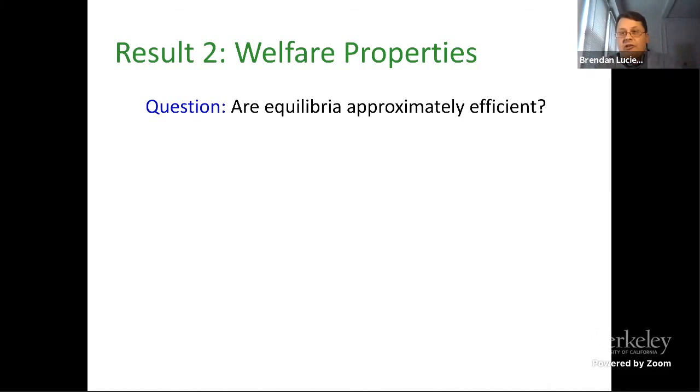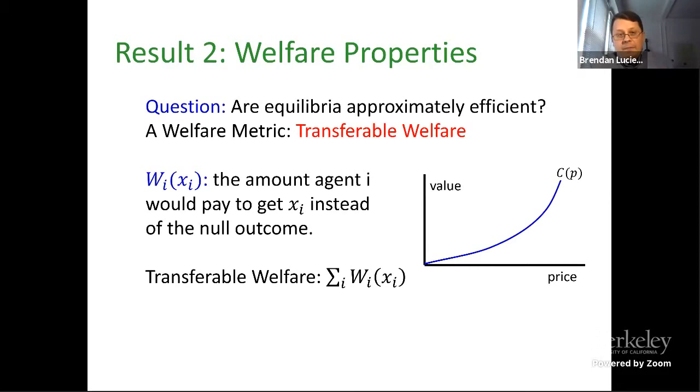And so what we do is define what we call transferable welfare, which leans into this idea that we should define welfare in common units, which we call money. We'll say that the agent's willingness to pay for an outcome is how much they'd be willing to pay to get that outcome as opposed to getting nothing. We can read this off of this curve here. For a given outcome, we can draw the value you'd get in utility and look at the intersection with the curve. This is how much they'd be willing to pay.